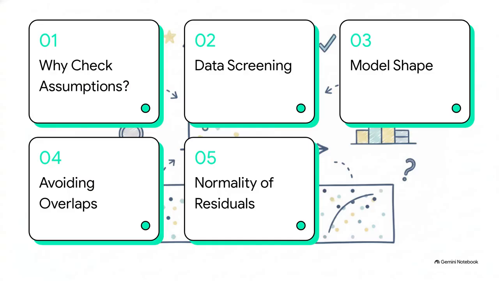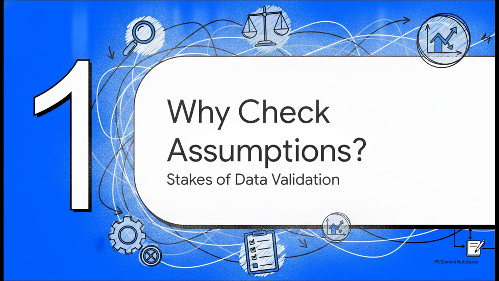So, here's our agenda. This is the step-by-step diagnostic journey we'll take to give our data its final clearance. We'll hit why we check these assumptions, run through pre-analysis and data screening, tackle linearity and homoscedasticity, look at multicollinearity and independent errors, and wrap up with the normality of residuals. Let's get into it. Section 1.